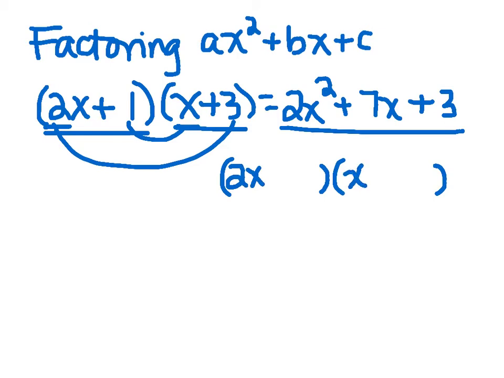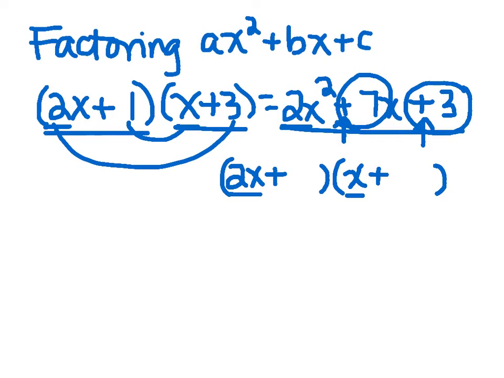and most kids can see that if I've got 2x squared, that means that one of these has to be 2x and one has to be x. This sign here tells me they're both the same. This sign here tells me they're both positive. Now in all of the ones we've done up to this point, or almost all of them, we would be looking for numbers that multiply to 3 and add to 7.